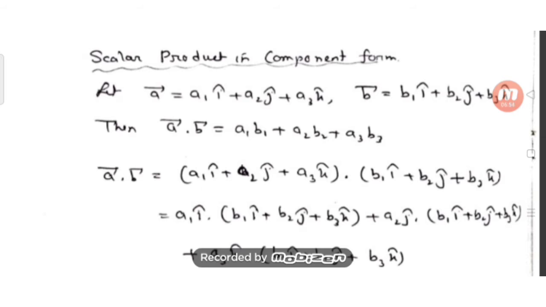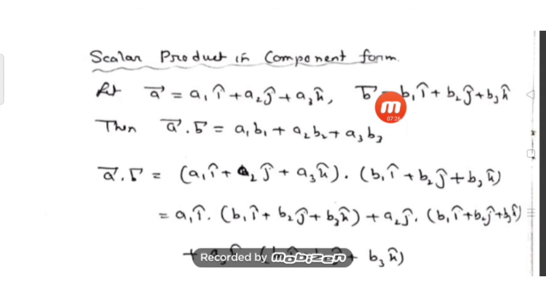In the component form it can be written as what? xi cap plus yj cap plus zk cap. So all vectors can be written in component form. So the dot product value also we can find out in terms of component form. Here, this is the property used when the vectors are given in the component form. Suppose a bar is a vector which is given in component form as a1i cap plus a2j cap plus a3k cap. B bar is another vector given in the component form as b1i cap plus b2j cap plus b3k cap.